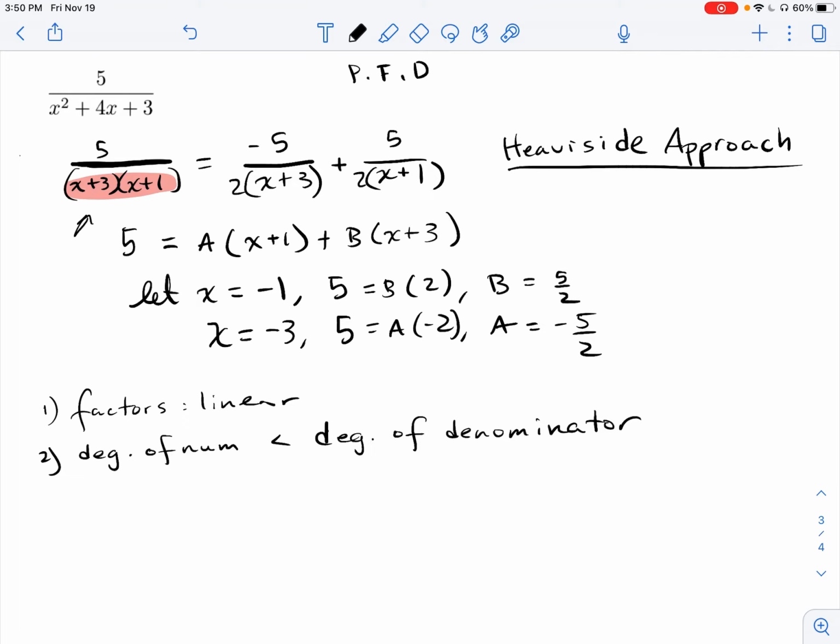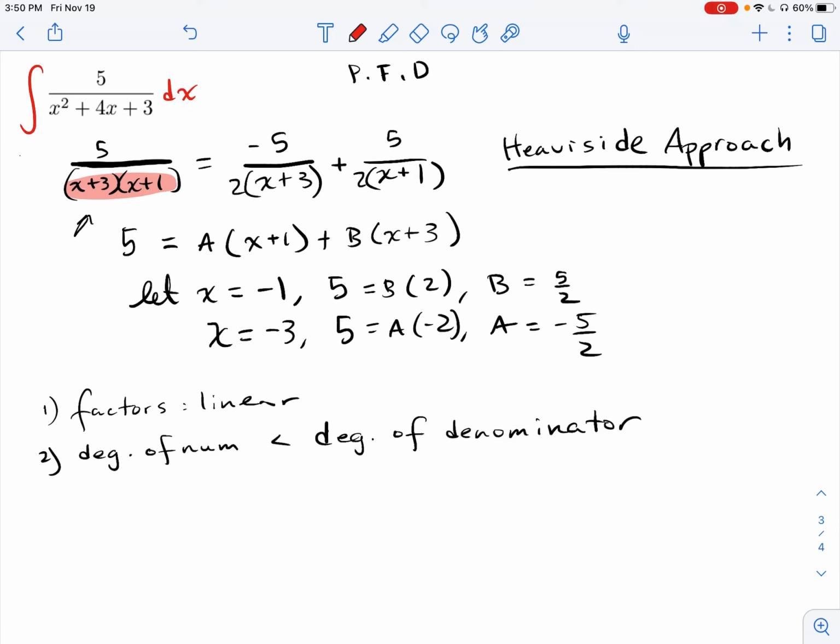Now, in talking about the partial fraction decomposition process, I haven't really spoken yet about why on earth we would ever do this. And the answer is pretty simple. Because what if I asked you to integrate this function? If I asked you to integrate 5 over x squared plus 4x plus 3, you might look at that for a little bit, but then realize there's actually no other method that we've discussed in this course that would allow us to integrate this function easily.